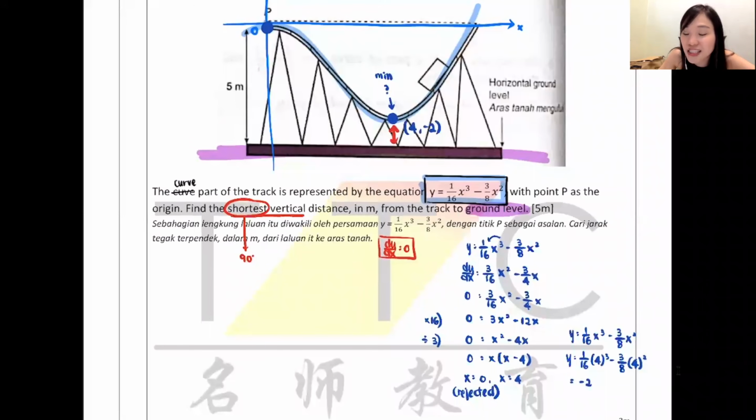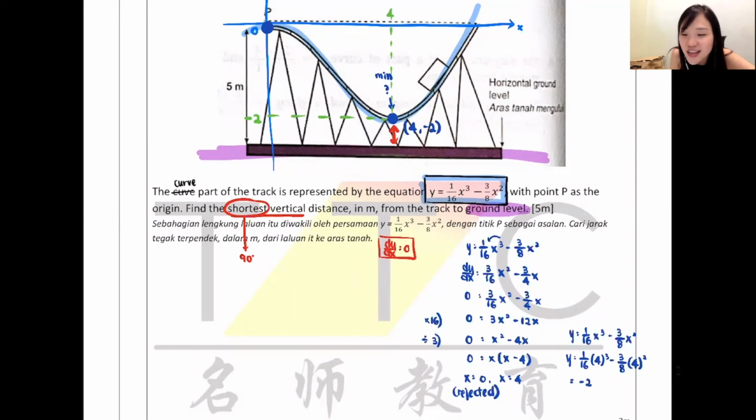So guys, is that the answer already? No. This question never asks for the turning point. They want to find the shortest vertical distance from the track to the ground, right? So you know that when you get (4, -2), that means in full the coordinate, this part will be 4. This particular height will be negative 2, correct? So can anyone tell me, what is the shortest distance from this point to the ground?